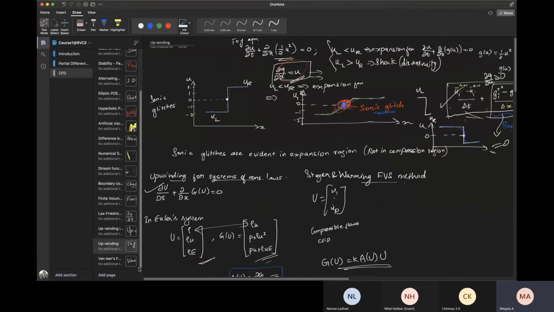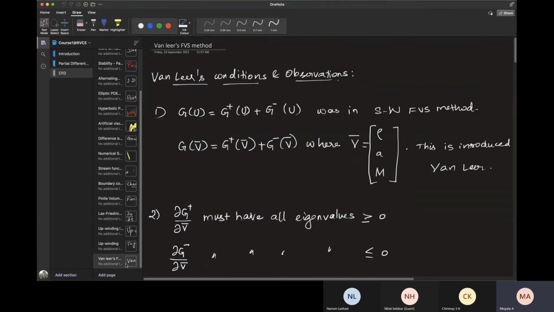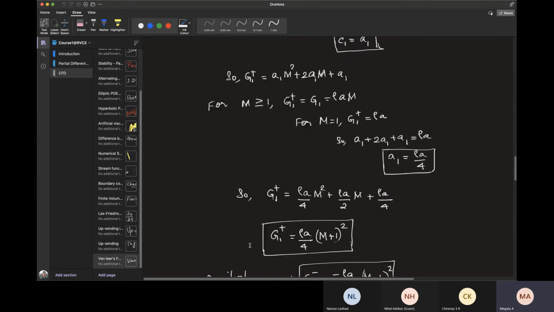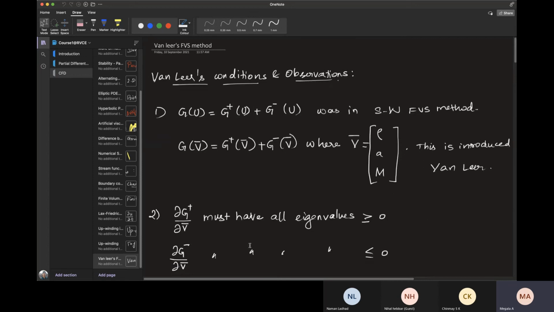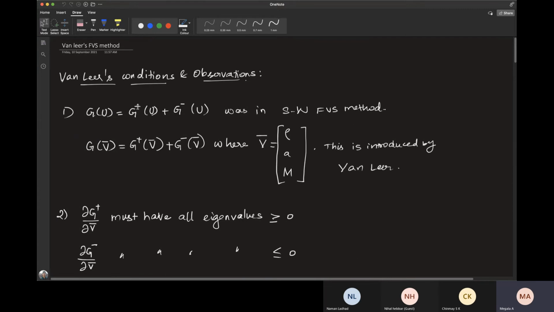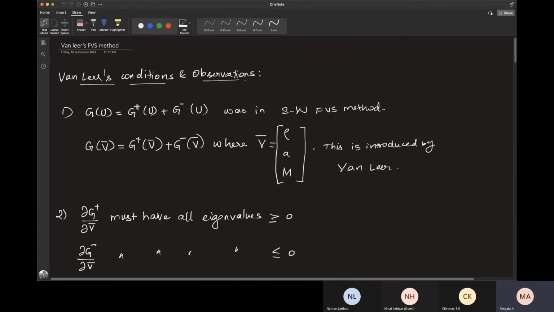So shall we go to Van Leer's flux vector splitting method? Now that Steger and Warming is over, we can look at Van Leer's flux vector splitting method, which avoids sonic glitches by putting some conditions. Okay. So can we look at it now?